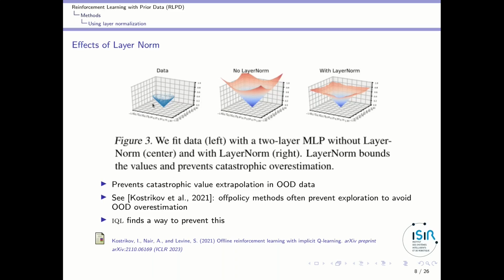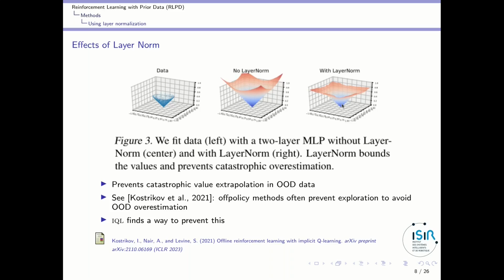They take a simple batch of data and they measure the capability of a two-layer multi-layer perceptron to extrapolate beyond this data. You can see that without layer normalization, if you ask for the output of the network out of distribution with respect to the data, it will tend to overestimate the values, whereas layer norm tends to prevent catastrophic overestimation.